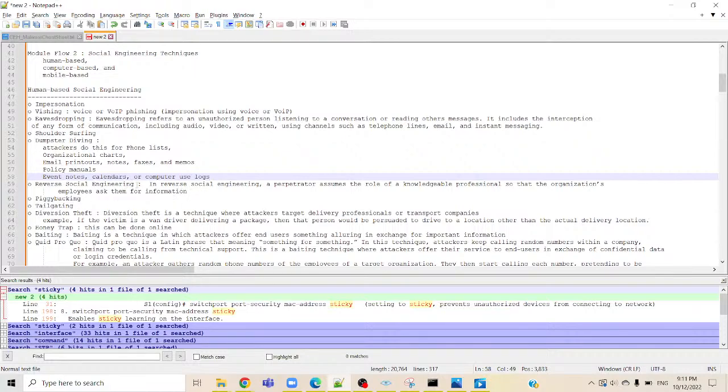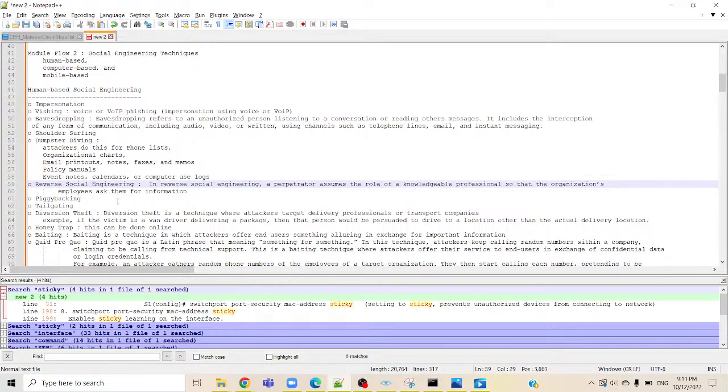Okay. Similarly, reverse social engineering. In reverse social engineering, a perpetrator assumes the role of a knowledgeable professional so that the organization's employees ask them for information. Usually in social engineering, the attacker approaches the victim, but here the attacker tricks the victims to approach him rather than he approaching the victims.